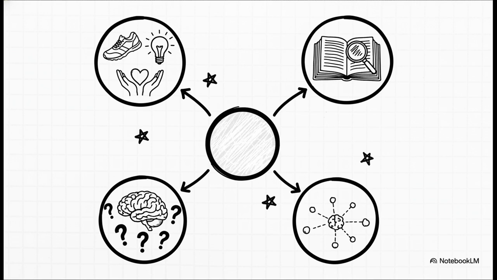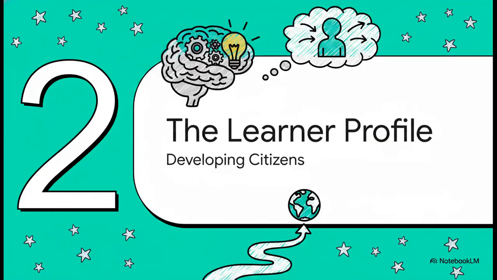And finally, TOK, or Theory of Knowledge. This one is fascinating. It asks students to explore questions about knowledge itself, like how do we actually know what we know? For a business student, that might mean diving deep into the ethics of something like data mining or AI. Pretty wild, right?